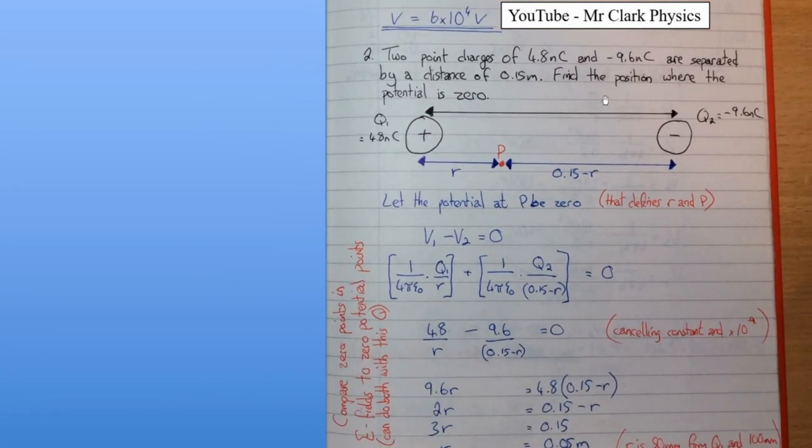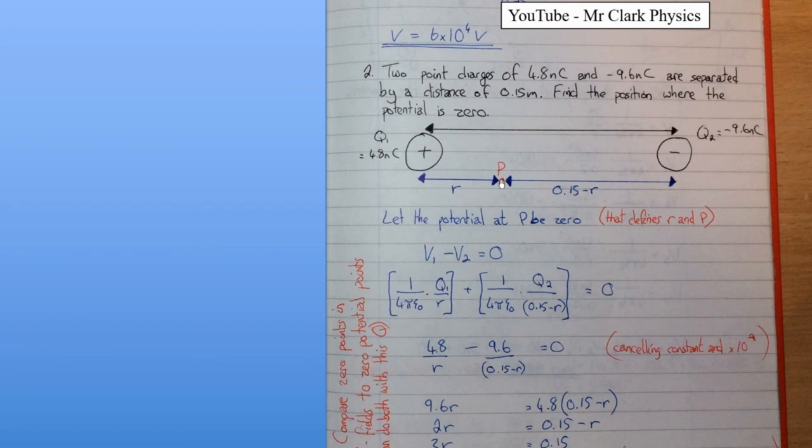In the second example, we're told there's a point next to two charges. One of them has a charge of 4.8 nanocoulombs, that's positive here, and the other is minus 9.6 nanocoulombs. These are separated by 15 centimeters. We're asked to find the position where the potential is zero.